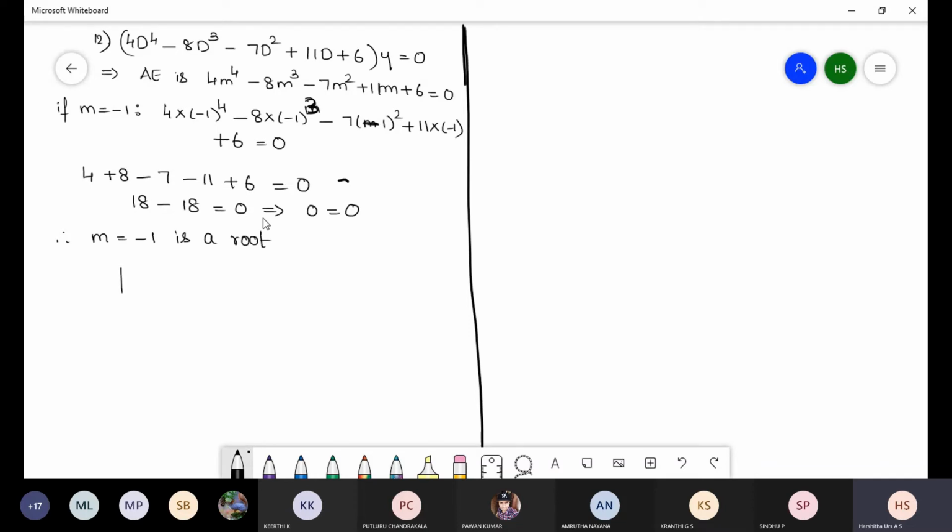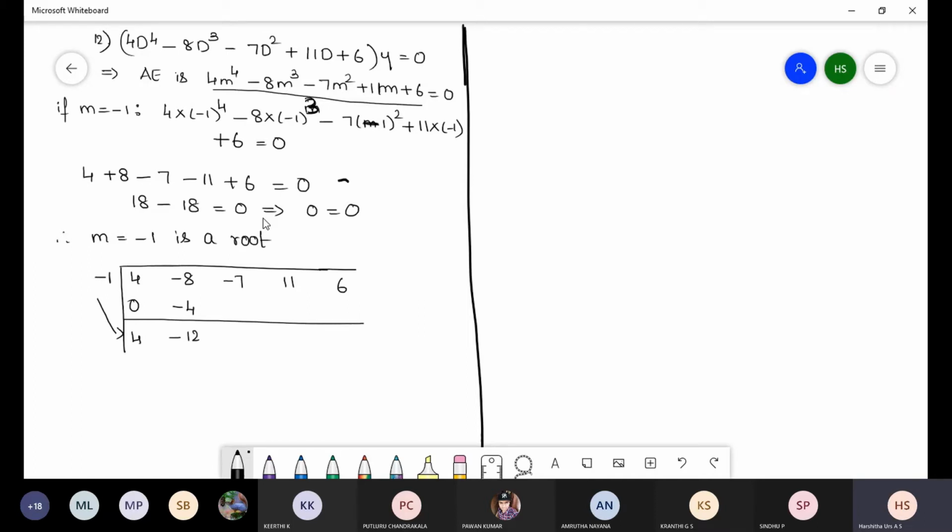Now use the synthetic division. So this is the synthetic division. First write the coefficients of the terms. Here I write the root, that is minus 1. So 4, minus 8, minus 7, 11, here 6. Here I write 0. 4 plus 0, 4. 4 into minus 1 is minus 4. Minus 8 minus 4 is minus 12.